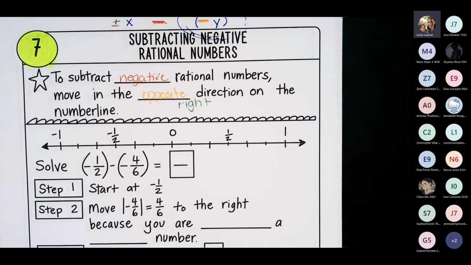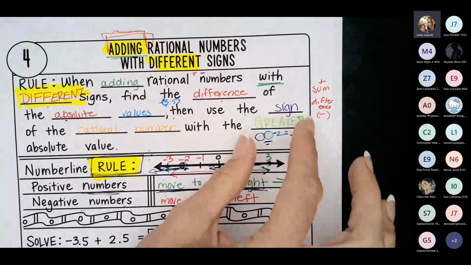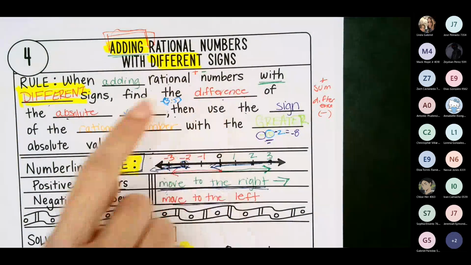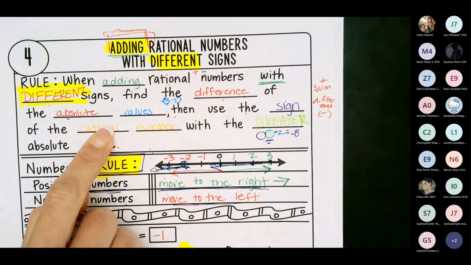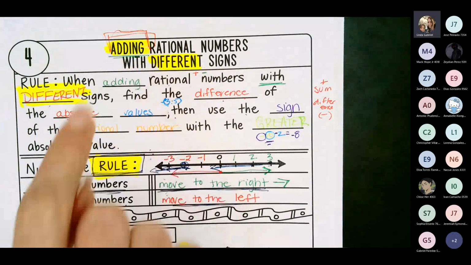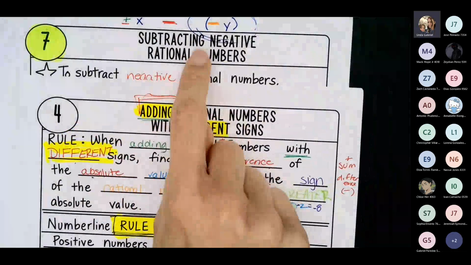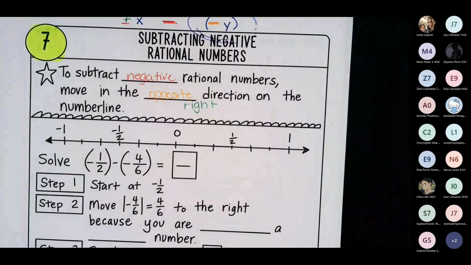If we go back to adding numbers with different signs, we had to take the sign with greater absolute value, right? And we found the difference of the absolute values, right? And that's when we were adding rational numbers, but now we are subtracting rational numbers, and we're subtracting negative rational numbers.